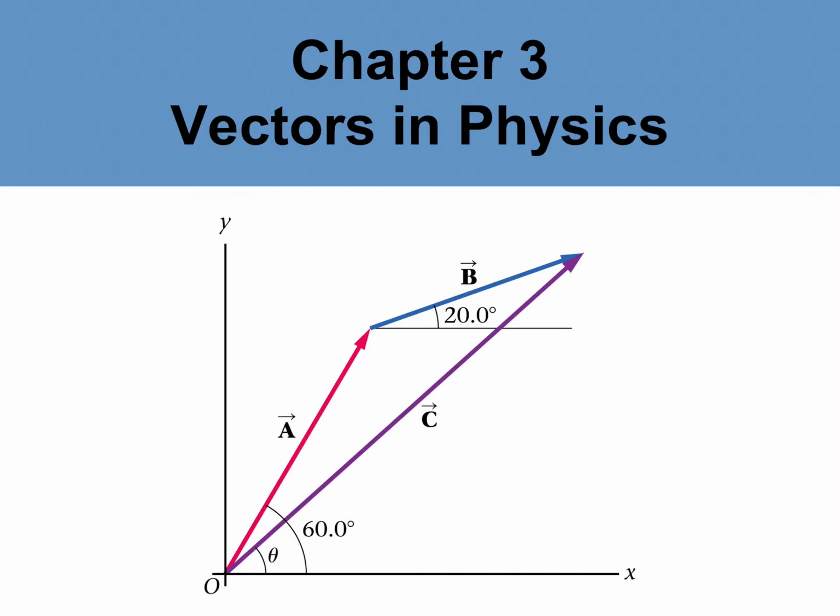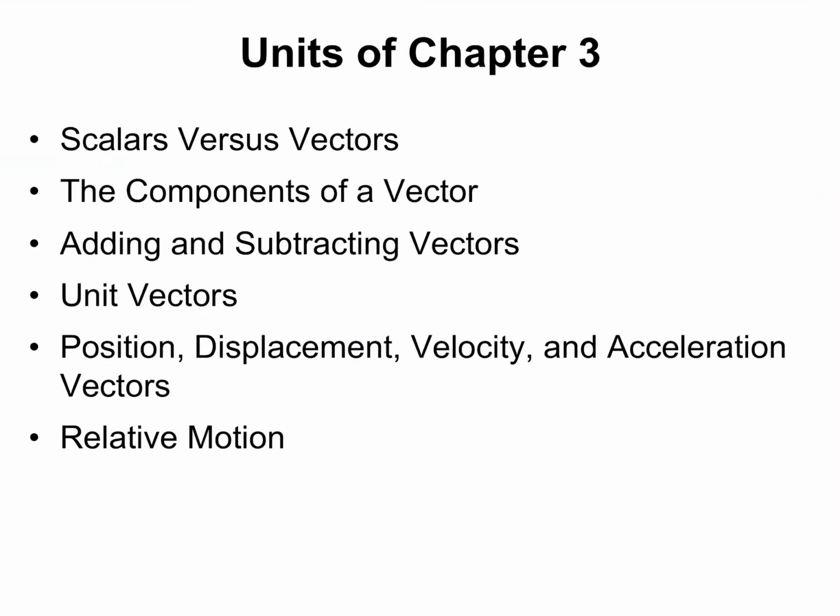This is Dr. Fang. Today we talk about chapter 3, vectors in physics. Okay, so we'll learn what vectors are in detail. In this chapter, we'll learn scalars versus vectors. Basically there are two kinds of physical quantities, scalars and vectors. So what's the difference between them?